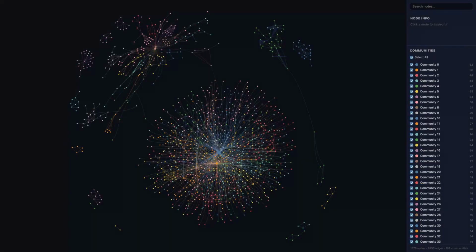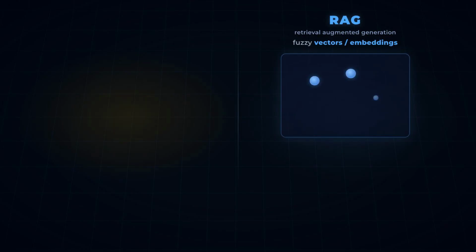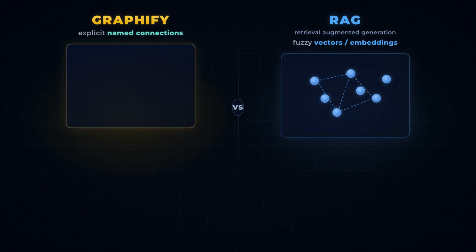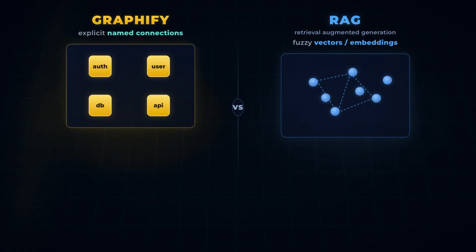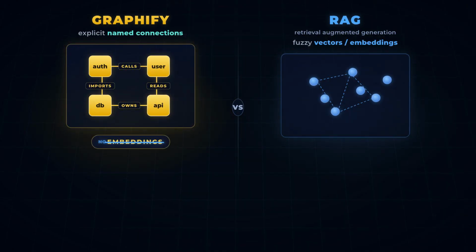Now, you probably have a question here, and it's a good one. Is this the same thing as RAG? If you've played with AI at all, you've heard of RAG, Retrieval Augmented Generation. And the honest answer is it's related, but it's not the same. The biggest difference is embeddings. A normal RAG system chops your documents into chunks and turns them into vectors. Graphify doesn't do that. It builds explicit named connections instead of fuzzy similarity scores.